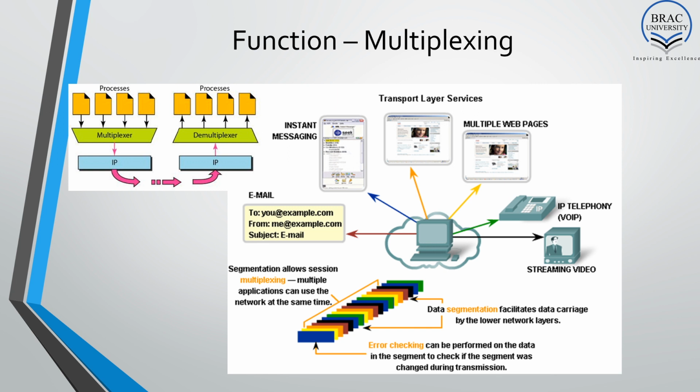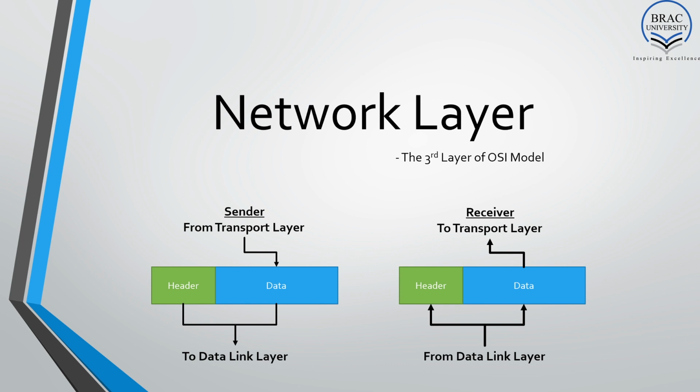Finally, error checking can be performed on the data in the segment to check if the segment was changed during transmission. So the error control thing, right? Right. So next is the network layer. Now, the transport layer was basically concerned with the process, right? So it has a process A, it has a process B in the destination. It just says that, dude, I need to get this thing to that process. That's it.